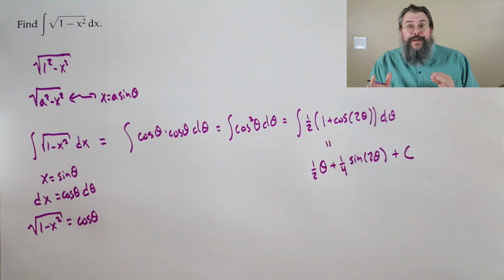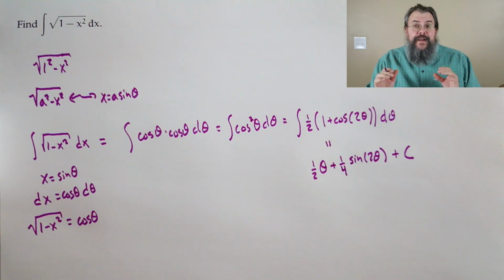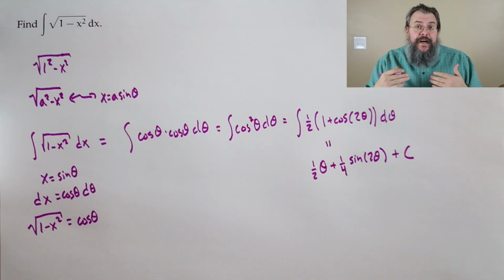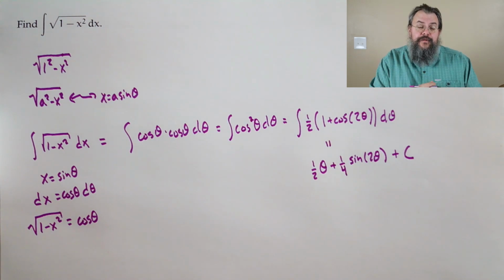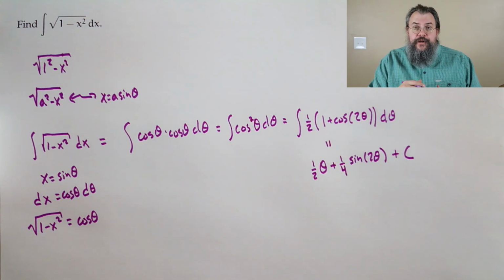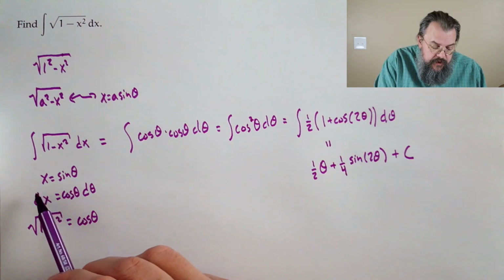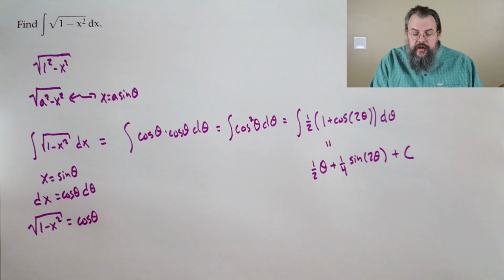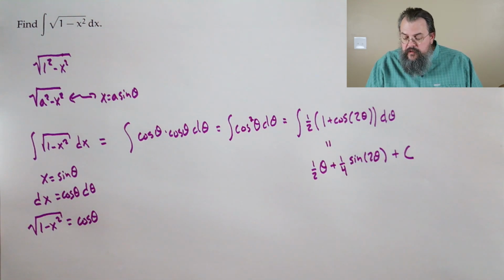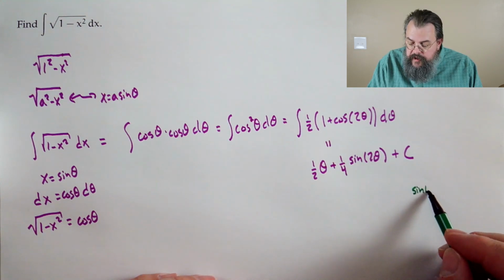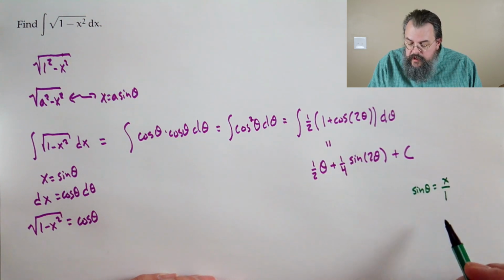Now, where do we want to go? We want to get back to being in terms of x, because this is an indefinite integral. When you start with an indefinite integral, your answer needs to be a function using the original variables. So we need to put everything in terms of x. We do know a couple of things. We know x equals sine of theta. And in particular, what that means is we can draw ourselves a triangle, because it really says, look, sine of theta is x over 1.